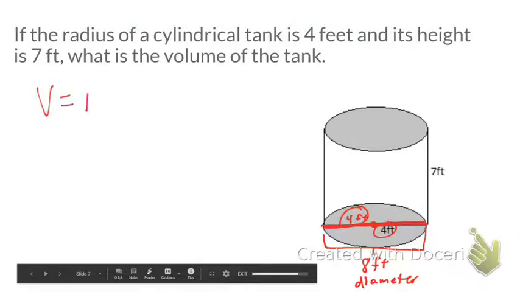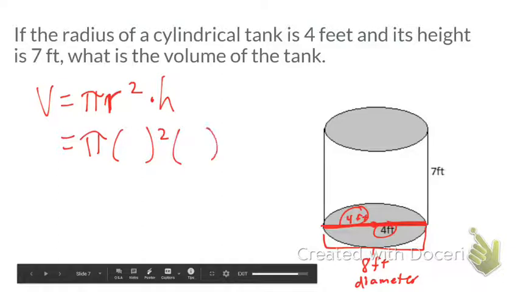Volume equals pi times r squared times height. And all you do is punch it into a calculator. The important part is you've got to plug in the correct numbers. So r is going to be 4, the radius is 4, and the height is 7. Now I'll just pull up a calculator here.